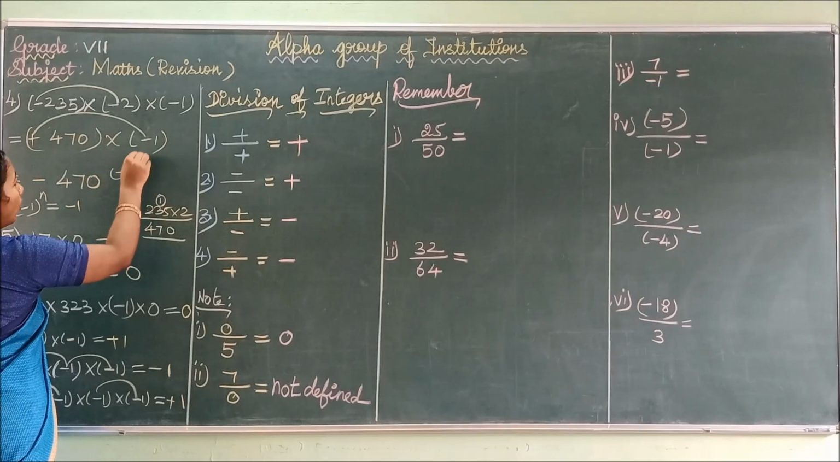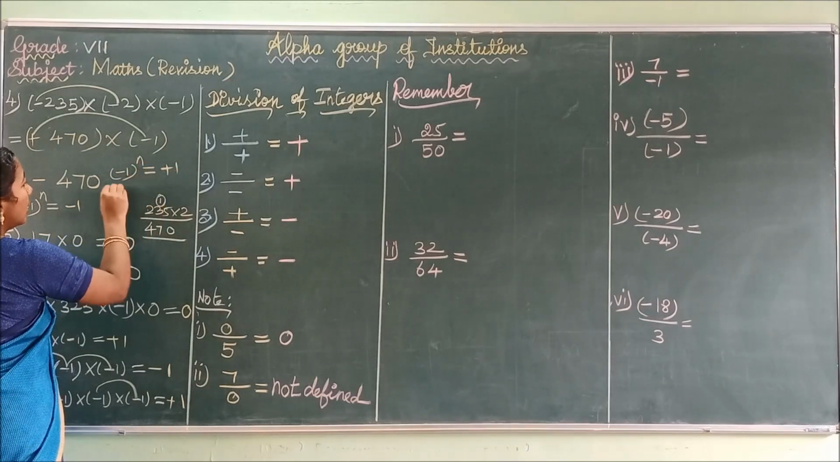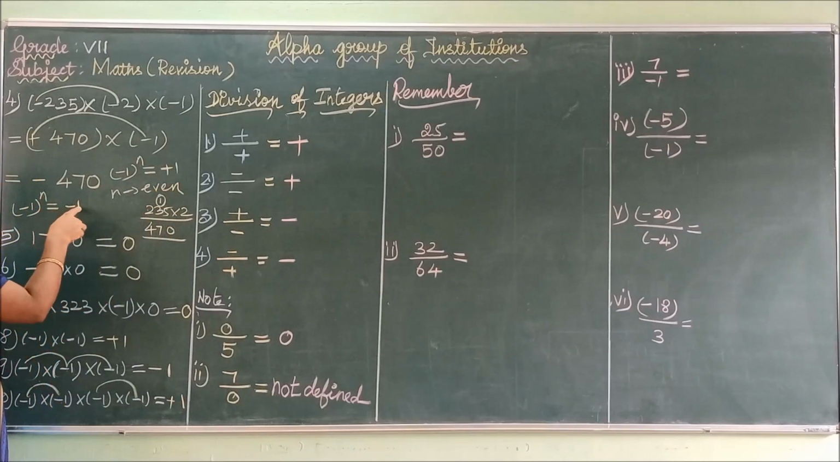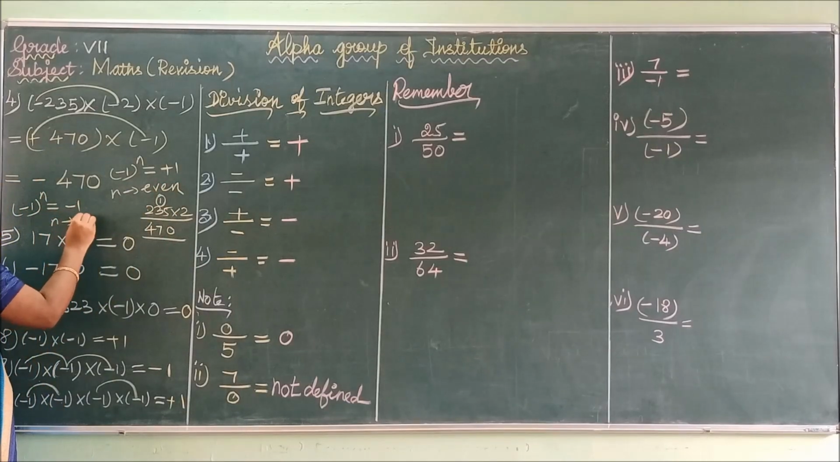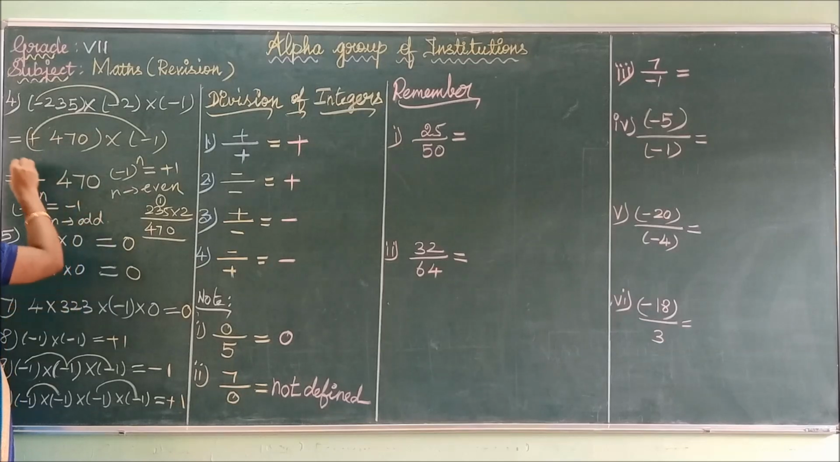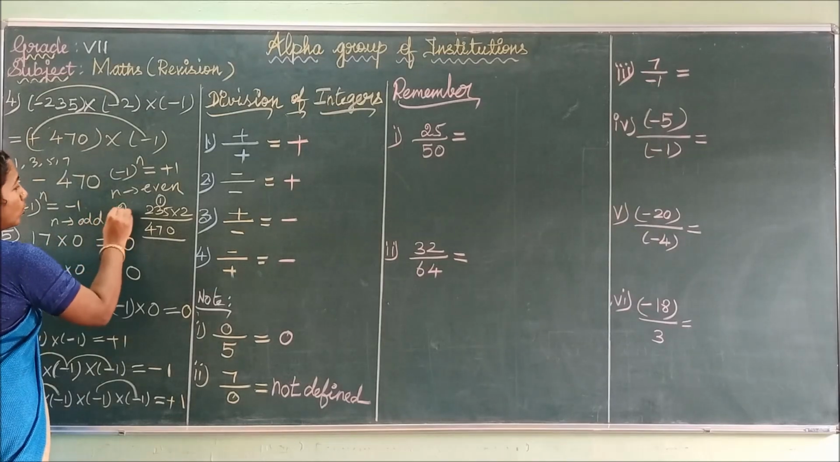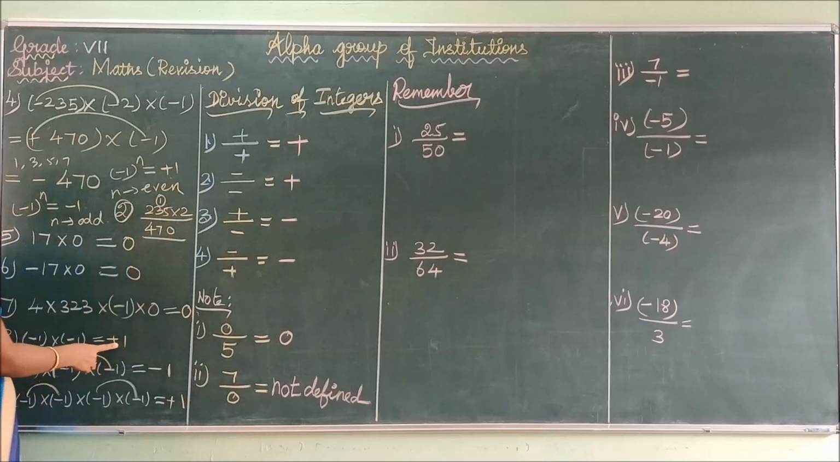So (-1)^n equals plus 1 if n is even, and (-1)^1 equals minus 1 if n is odd. See here, what are the odd numbers? 1, 3, 5, 7 are the odd numbers. See here, minus 1 into minus 1: n is 2 times, and 2 is an even number, so you get the answer positive.